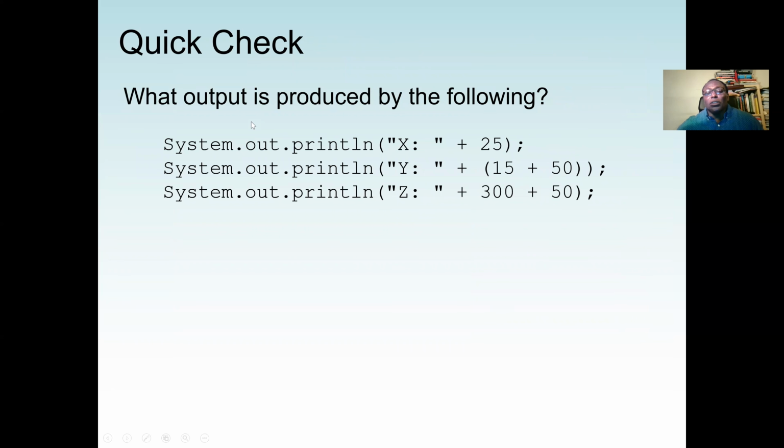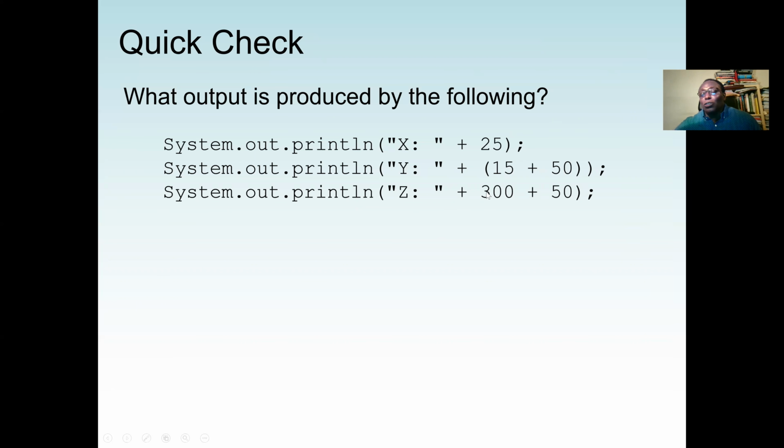So this is a quick check. What output is produced by the following? If I have this, the output that will be produced by the first will be X colon 25, because we are going to join, because X colon is a string. So we are joining it to 25. Now for the Y, you can see that we have a parenthesis here. So we're going to add first. 15 plus 50 will be 65. Then 65 will join to Y. So the answer will be Y colon 65.